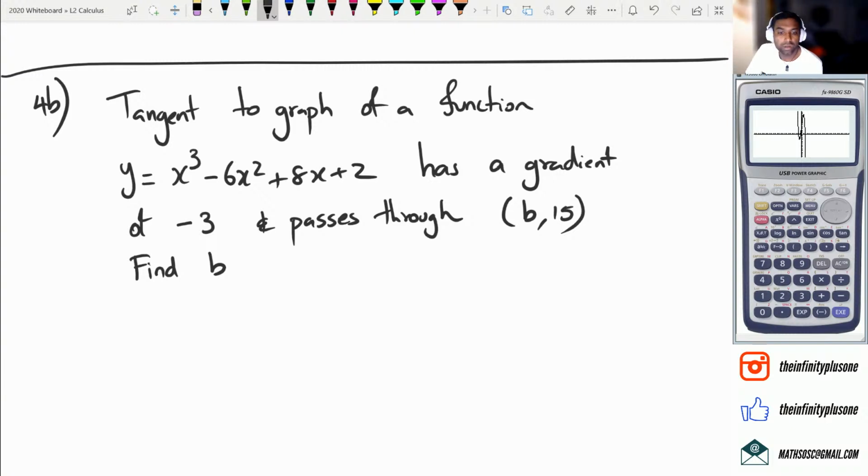All right, guys. So I've got this next question for you. Tangent to the graph of a function, this function has a gradient of -3 and passes through B, 15. And I'm going to ask you guys to find B.